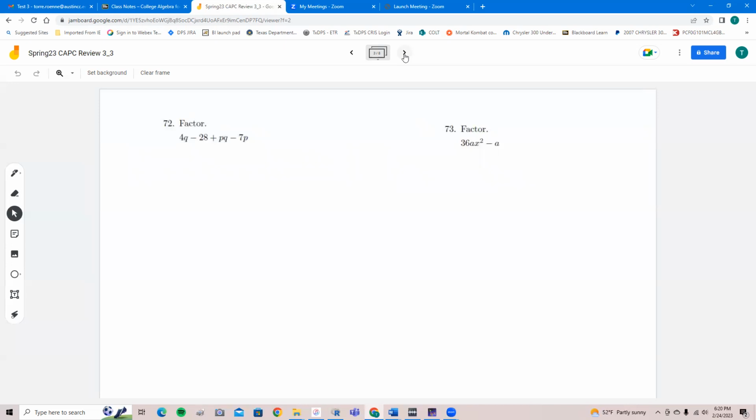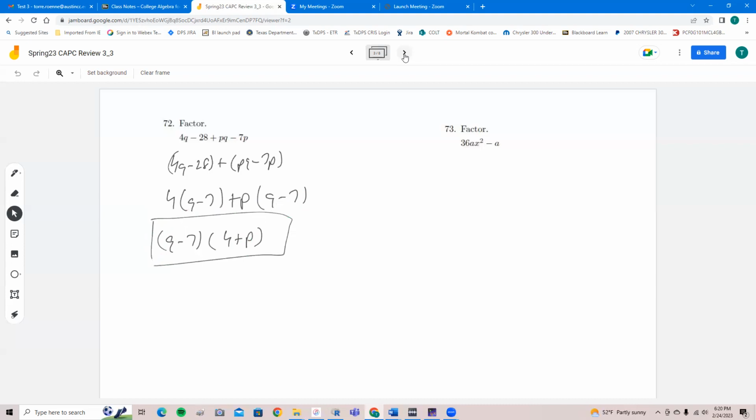4 terms to this one, so factor by grouping is probably going to be the way to go. So let's go 4q minus 28 plus, and then pq minus 7p. And look at these pairwise. Looks like I can take a 4 out. So 4, that'll give me q minus 7. And here I can factor out p, so that'll be q minus 7. Now both these have a q minus 7 in common, so let's pull the q minus 7 out, left with 4 plus p, and that is it.